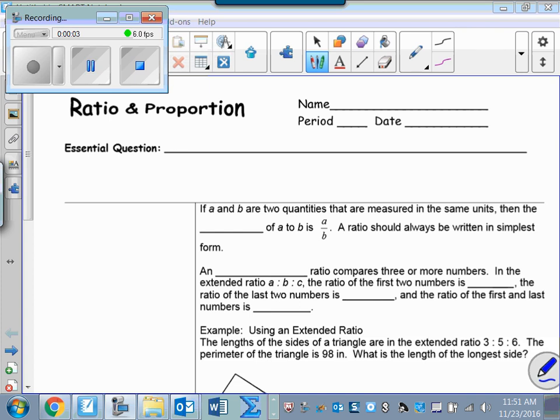Unit 5, we're going to be studying similarity, and so we're going to start the unit talking about ratio and proportion. If A and B are two quantities that are measured in the same units, then the ratio of A to B is A over B, or A divided by B. Pretty sure you've known that for a long time. And please remember, a ratio should always be written in simplest form, which means there will be no units, right? Because if I have the same units in the numerator and the denominator, then those units will cancel each other out and there will be no units.